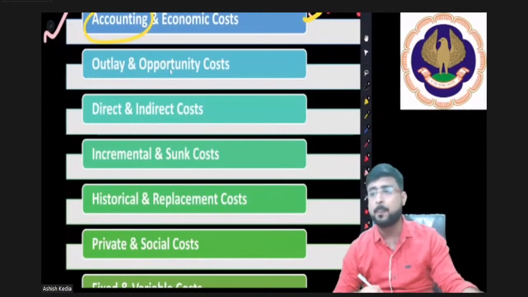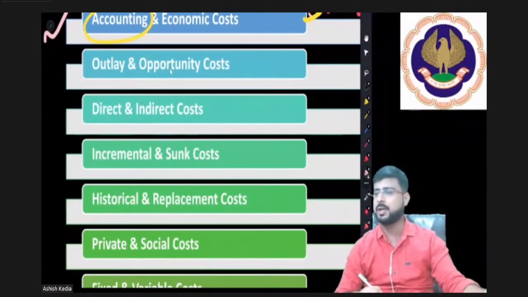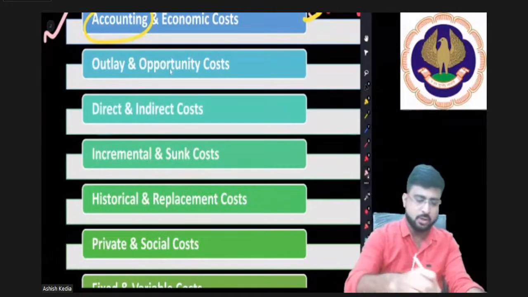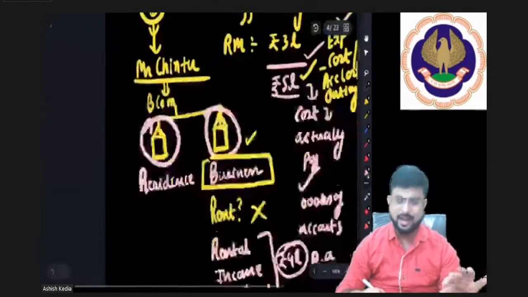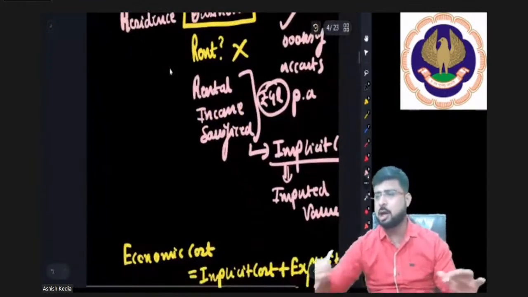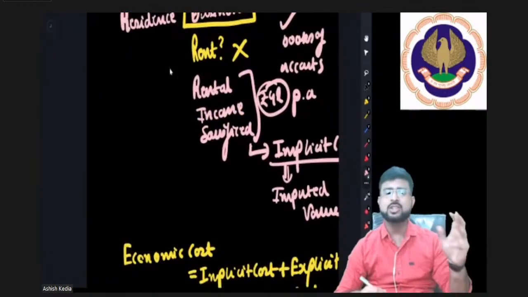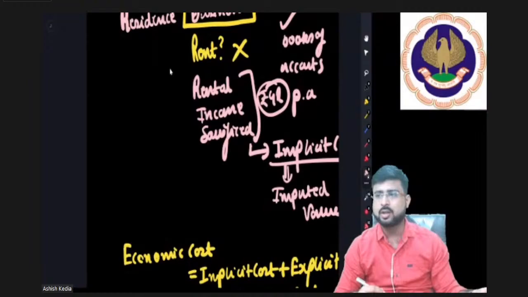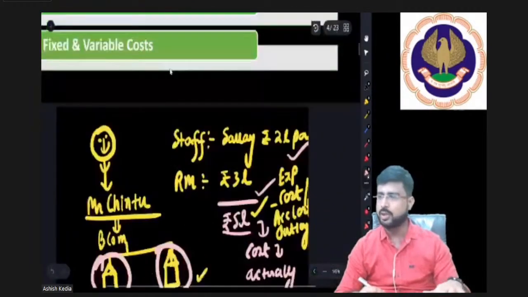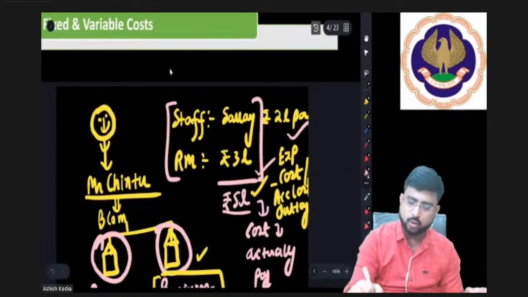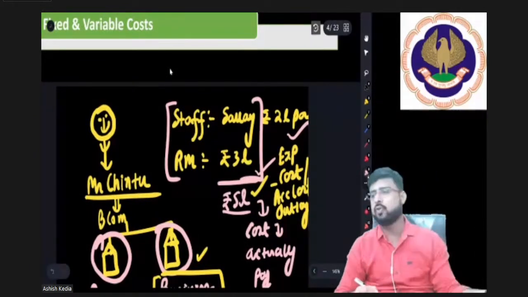Outlay and opportunity cost, your favorite topic everybody. Outlay and opportunity cost, what is it exactly? Outlay cost, I will not do much hard work. It's very simple. Outlay cost is this explicit cost only. This explicit cost is only outlay cost that results in actual cash outflow, full stop.